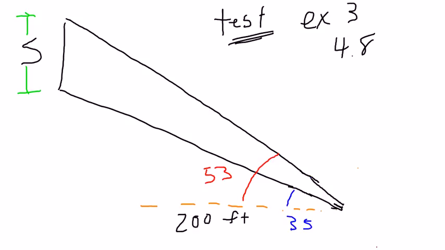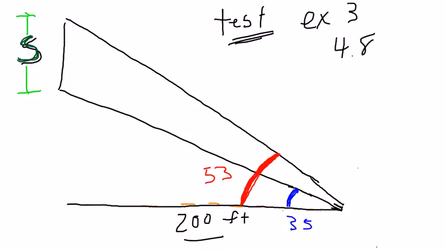All right, so we're given a length that we're standing away from a building, 200 feet. We're also told that the angle to the bottom of a smokestack is 35 degrees. The angle to the top of the smokestack is 53 degrees. And then we're told, find S. Find the height of the smokestack.